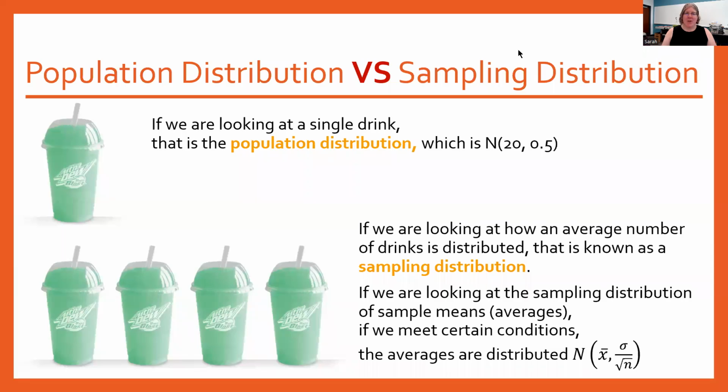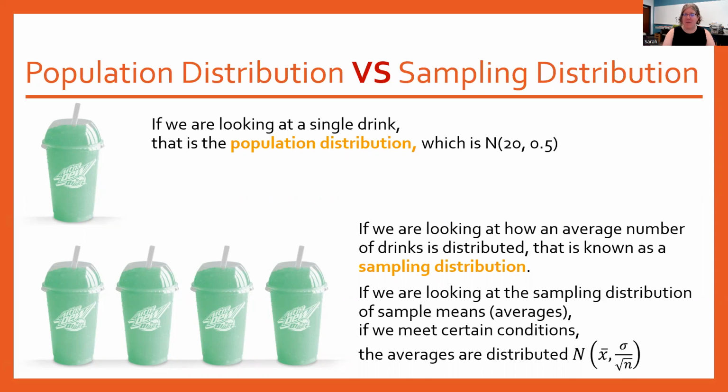All right, so to make this transition from finding the probability for a single individual to working with an average for groups, we need to define two more terms to help us out here. If we're looking at a single drink, that is most likely the population distribution. For these frozen sodas, that was normal, 20 and 0.5. But if we're looking at how an average number of drinks is distributed, that's known as a sampling distribution.